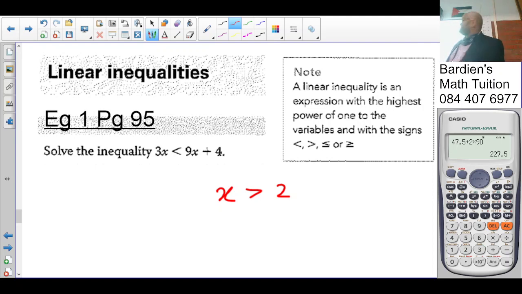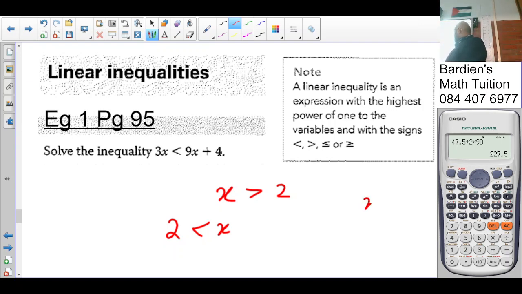So, if x is greater than 2, it can be any value from 2 onwards all the way to infinity. Not so? So who can read this inequality for me? X is greater than 2. It's the same. As long as the inequality is open to the x, it is considered to be greater.